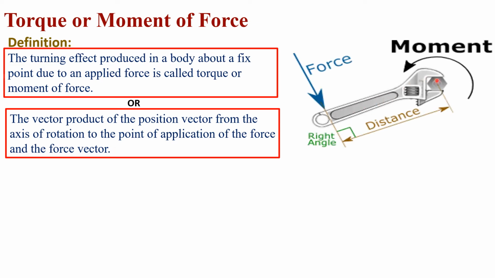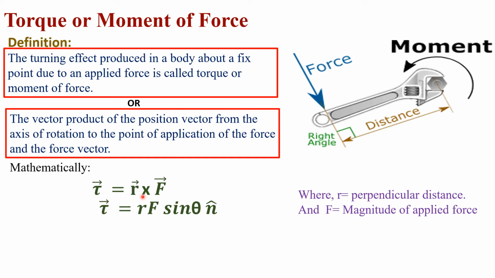Here we have a spanner and a nut. We are rotating this spanner to rotate this nut about a fixed point. We apply force at this point, and the distance from this fixed point to this point at which force is applied is r, and this distance r and applied force are at right angle, or perpendicular, to each other. Torque is the cross product of position vector, this distance, and force applied on this spanner, r cross F.